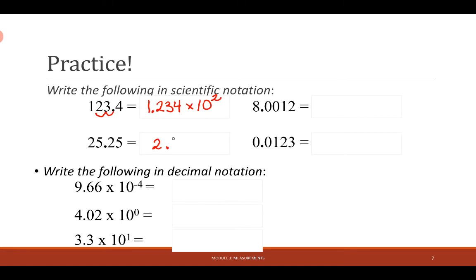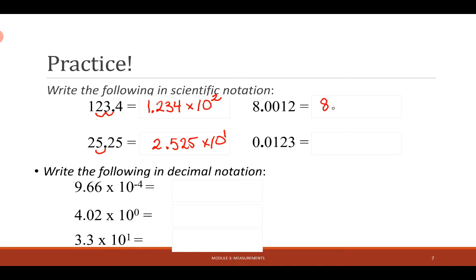For the next one, we got 2.525 times 10. My exponent's going to be positive again. And now I just have to move it once. And so that's times 10 to the 1st.